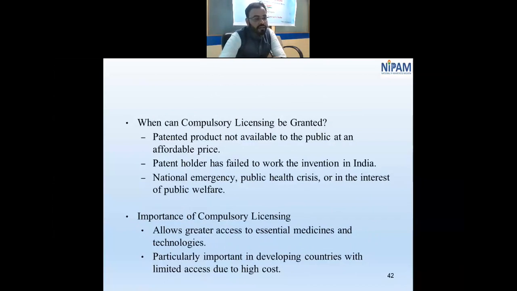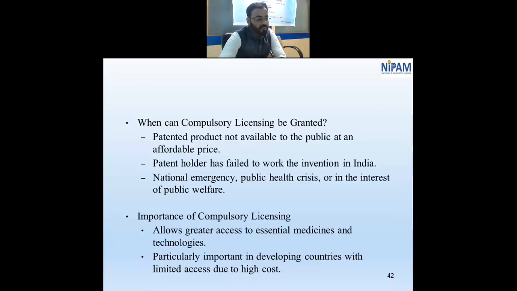Patent holder had failed to work the invention in the country. So suppose I am an inventor and I develop smartphone technology or a touchscreen technology, but I don't make this technology commercially available to the public. In such a situation also, government can intervene and provide compulsory license to a different firm or organization. Also, in situations of national emergency, public health crisis, or in the interest of public welfare, government can intervene and provide compulsory license.